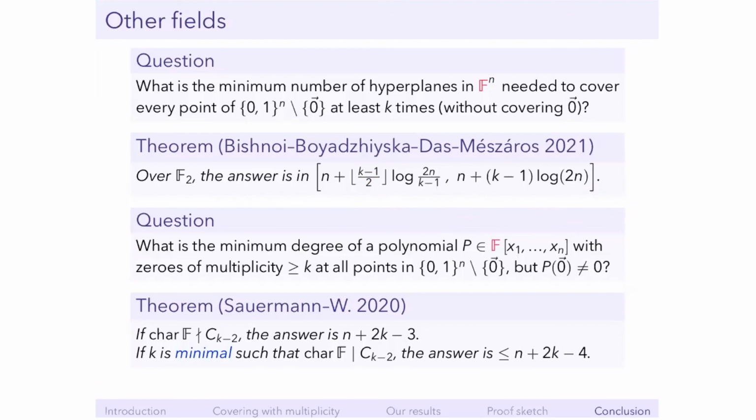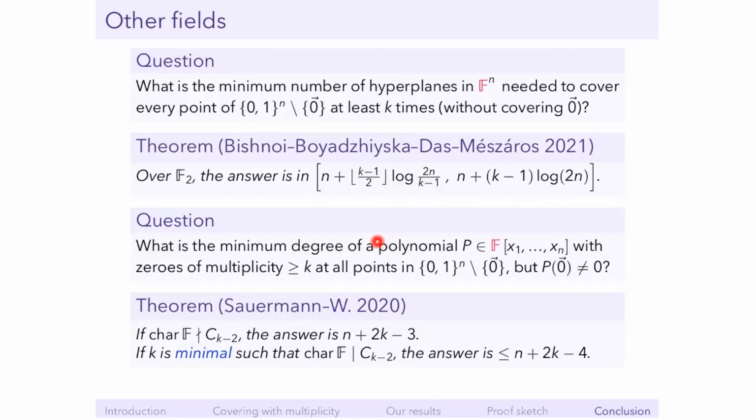And so this is rather different from the case of the real numbers, because in the real numbers, we know that the right answer is n plus something depending on k. We don't know exactly what this thing depending on k is, but we know that it should be n plus something depending on k. And over F2, that's really not what's going on. You really need this additional logarithmic term.